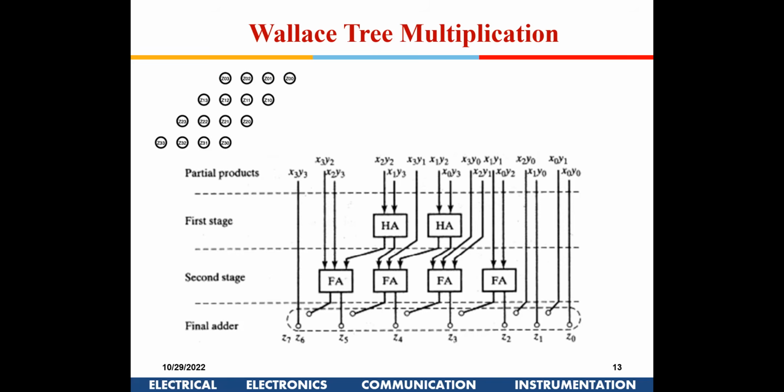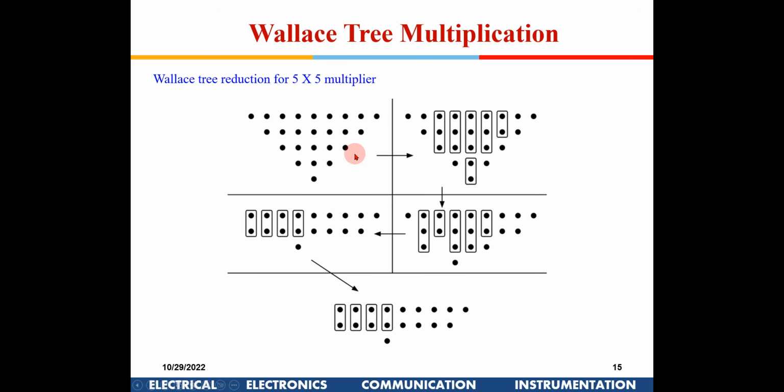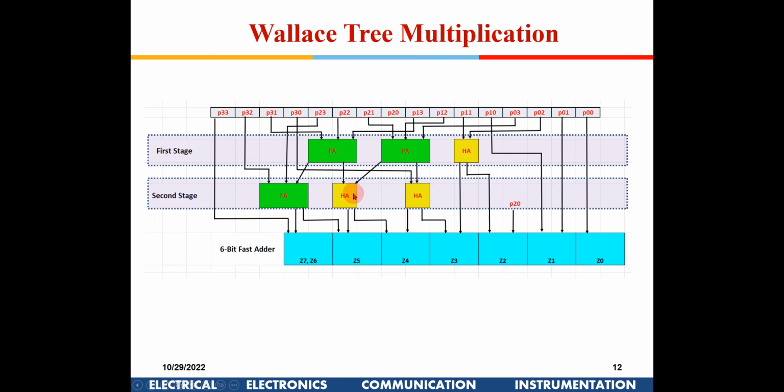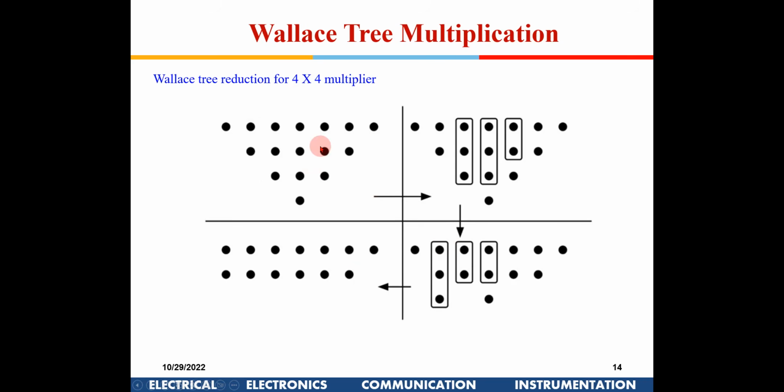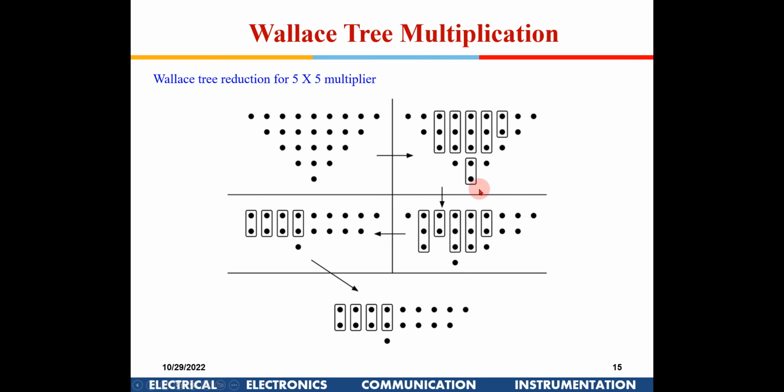So you can probably see that for each stage 1 row of adders will be required. This is shown like this, 4 to 4, and 5 to 4. So you can assume in the first stage, 1, 2, 3, 4, 5, these many adders will be required, right? And in the second stage, these many will be required. Because it is 5 into 5, there will be 1 additional stage.